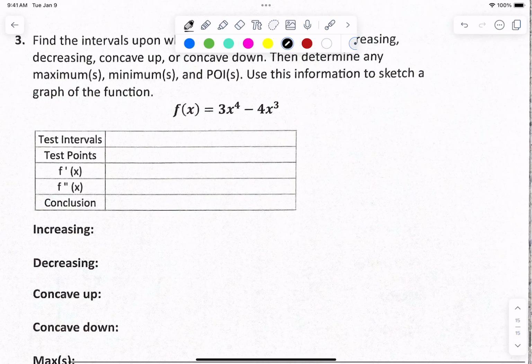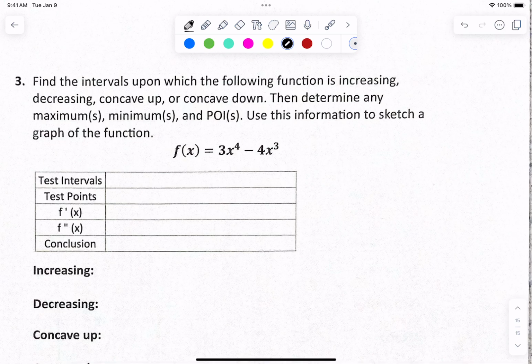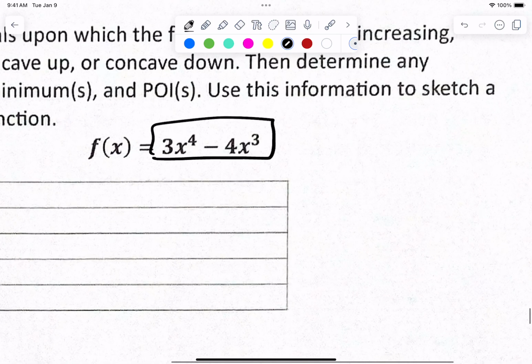Was it 8.44? 8.44-ish, rounded. Okay, all right, number 3. We have to do both of them. Increasing, decreasing, which is the first derivative. Concave up, concave down, which is the second derivative. But look at the equation to begin with. We got lots of stuff that's going to drop off, which is going to be kind of nice.